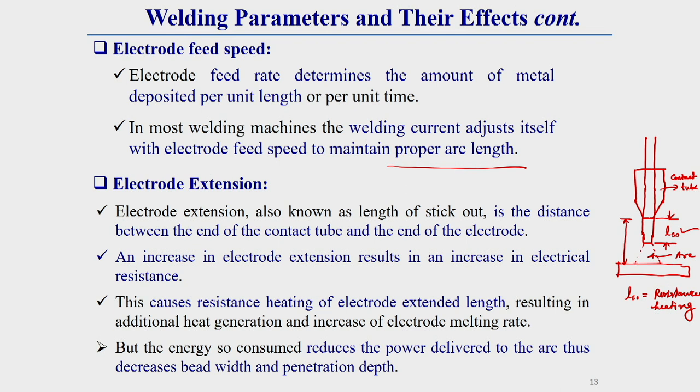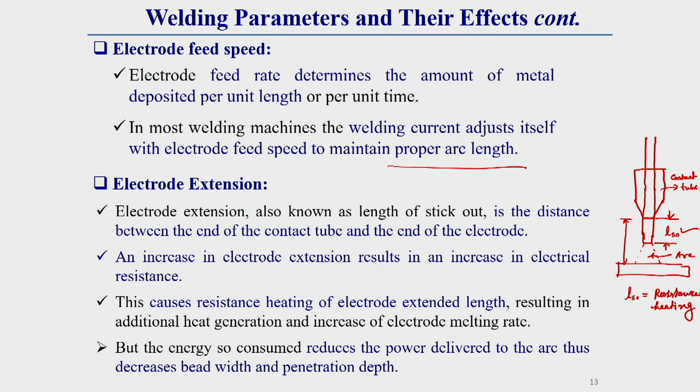Now, for a particular power, what happens? Due to the resistance heating of this extended electrode, some of the power is consumed by this resistance heating portion. So for a particular power supplied from the power source, some portion of the heat is consumed by resistance heating of the electrode, and the rest of the heat is supplied to the arc. The energy so consumed reduces the power delivered to the arc, thus decreasing the bead width and penetration depth.